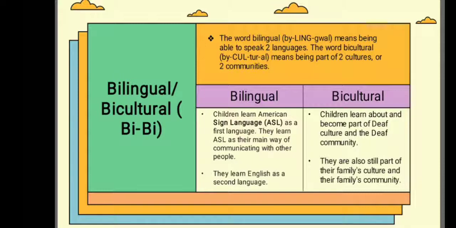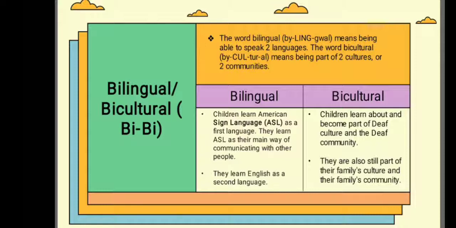So now let's move on to our next topic, which is bilingual and bicultural. The word bilingual means being able to speak two languages, and the word bicultural means being part of two communities or two cultures. As you can see on the screen, on the right side is the bilingual, and on the left side is the bicultural. So first is the bilingual.